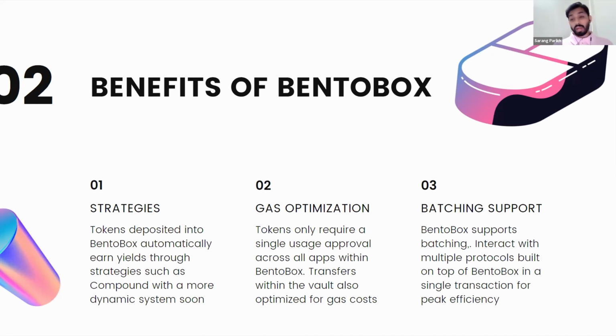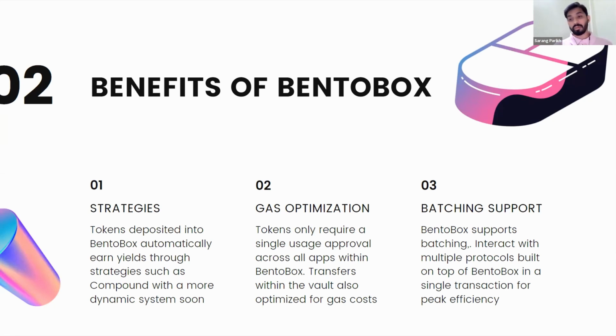The second big advantage that you get using BentoBox is the gas optimization, right? In a traditional dApp system, when you go to a new dApp, if you're interacting with 3 tokens there, you need to approve all 3 of those. You go to a different dApp, and if you again interact with all those 3 tokens, you need to approve again, right? So there are a lot of blockchain calls, and you need to pay for all of them, which is actually wasting the money of the users.